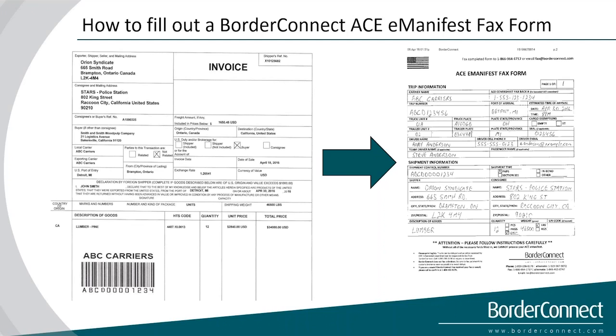And for the shipment control number, he also went off the sticker, which is exactly what you're looking for. Once you assign a sticker to it, essentially that is your shipment control number, and you would put that in there. So this is a perfect example of how to take information from an invoice and put it onto one of BorderConnect's ACE manifest fax forms.